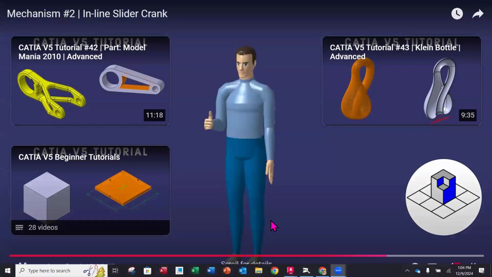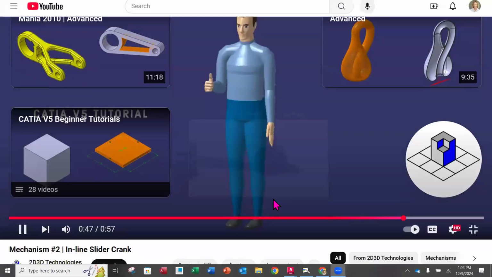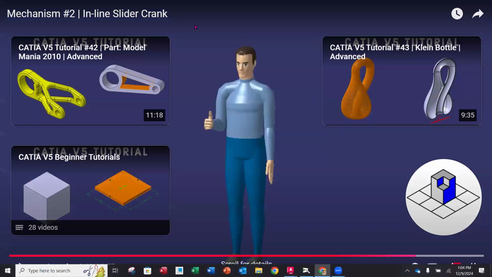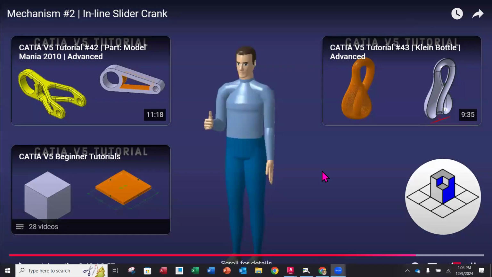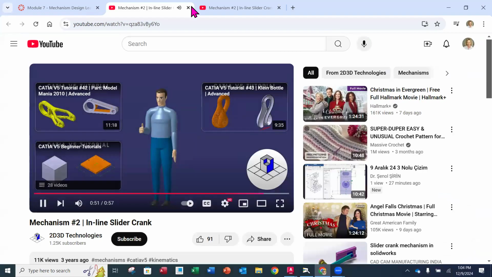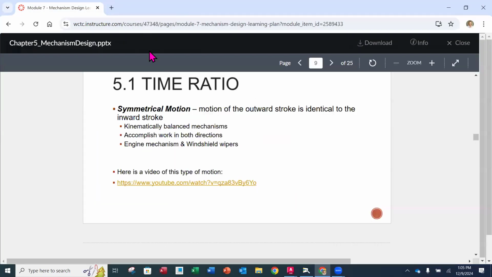There's my little stop button. There we go. So that's an example of symmetrical motion.